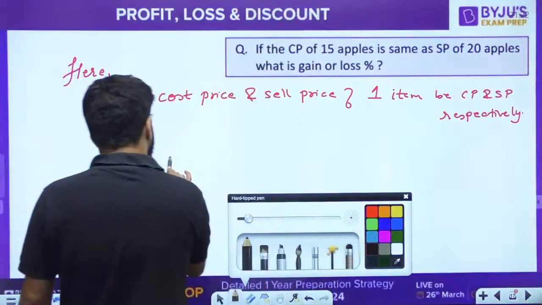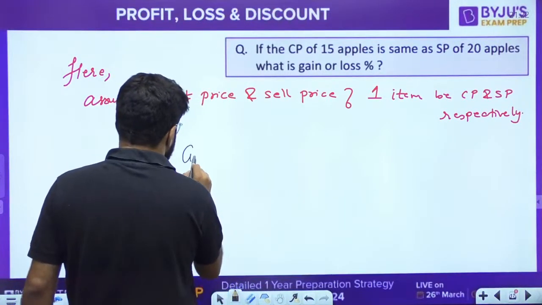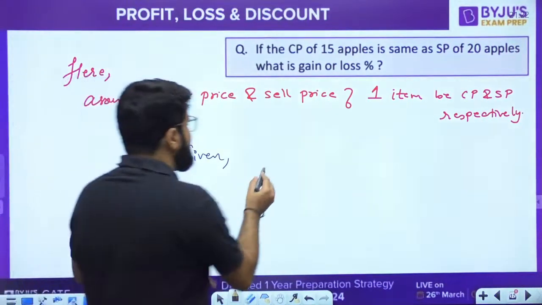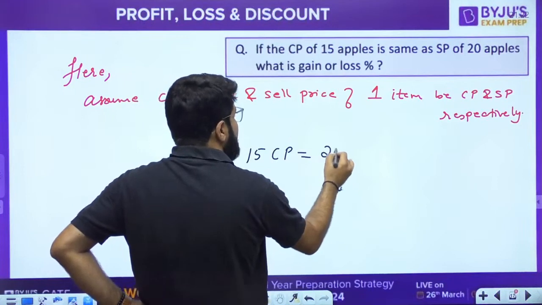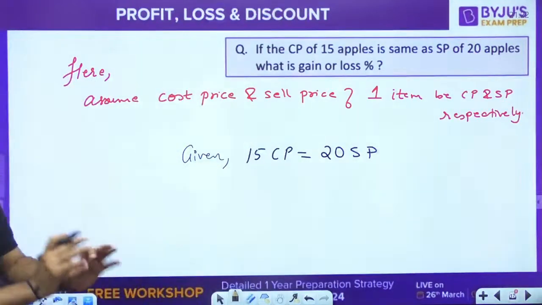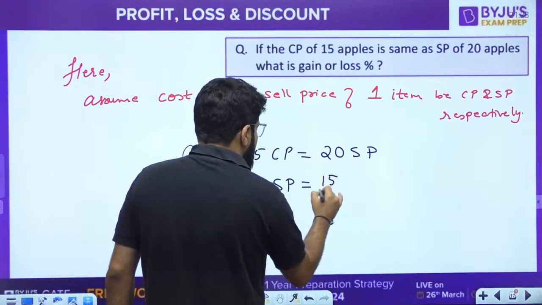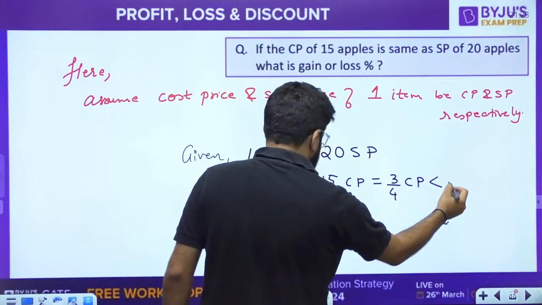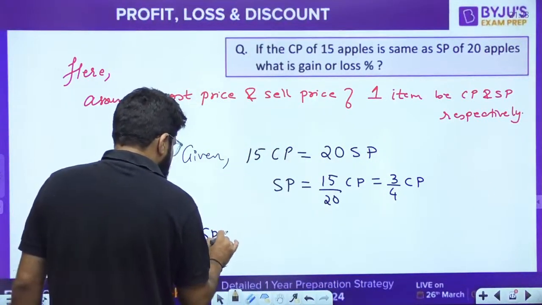Now, what is given to you? The cost price of 15 apples, that is 15 CP, is the same as the selling price of 20 apples. The selling price of one apple is SP, so for 20, it is 20 SP. What is the gain or loss percentage? That will be understood from here, because I have the relation between SP and CP. What is SP? 15 by 20 CP, that is 3/4 of CP. So the selling price is less than the cost price.